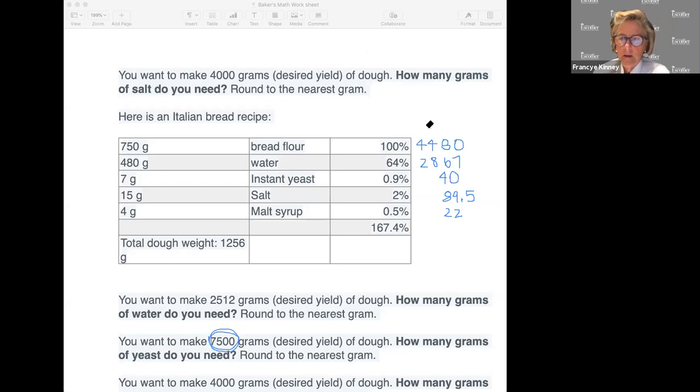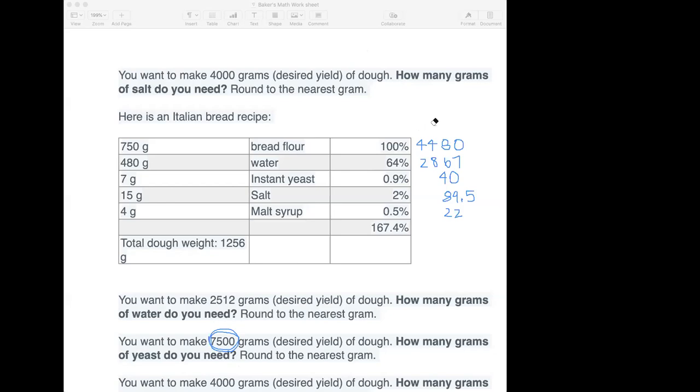Okay, everybody okay with me erasing? Yes, ma'am. Okay, all right.